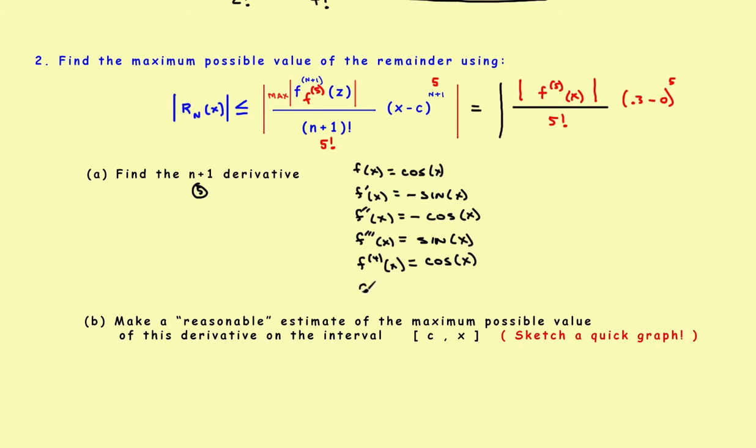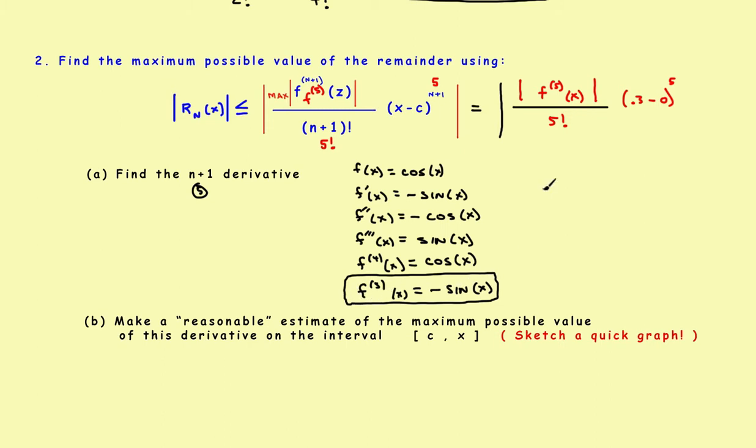And finally, we get around to the one that we're interested in, the fifth derivative. And the fifth derivative, the derivative of the cosine, is the negative of the sine. And we'll put a little box around this one. So you needed to determine and find the fifth derivative.